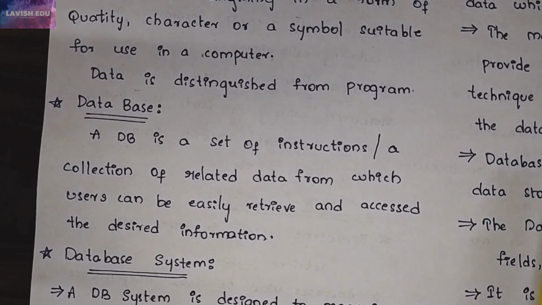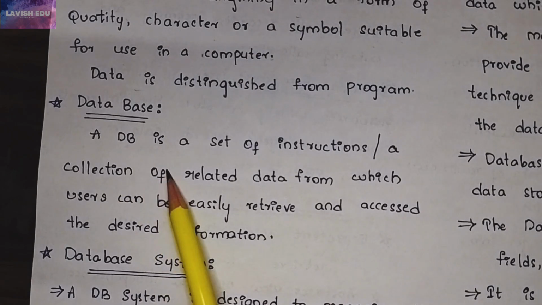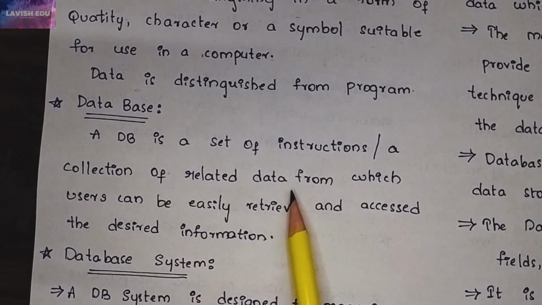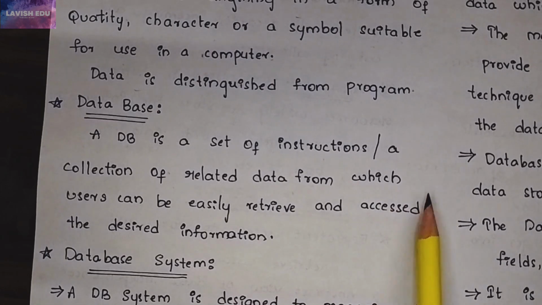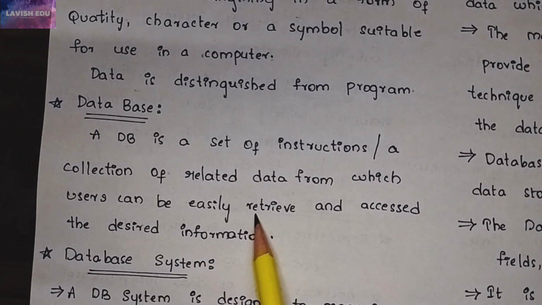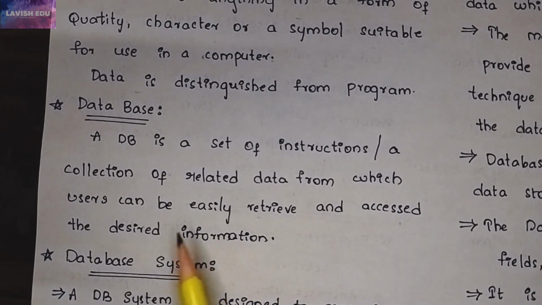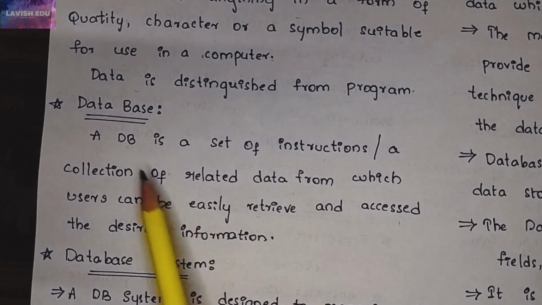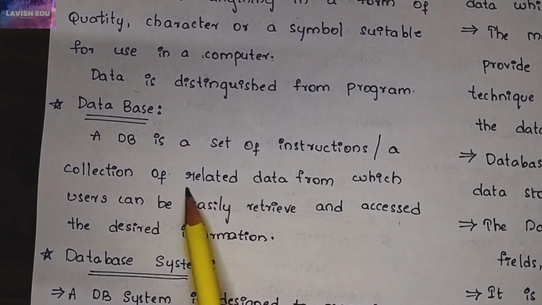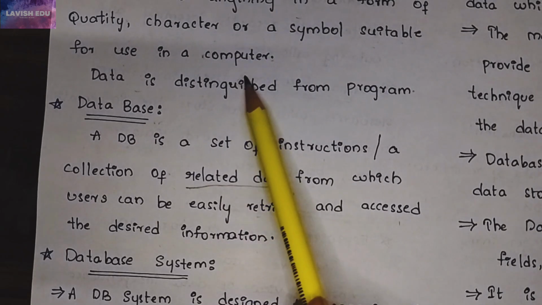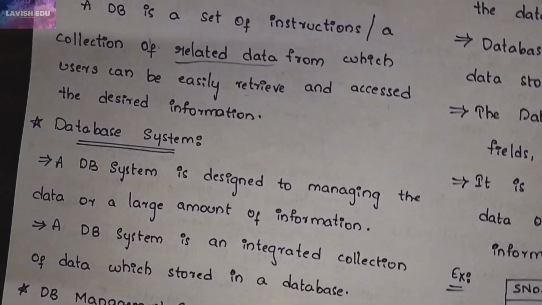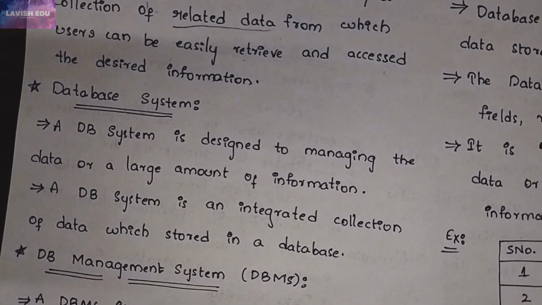Okay, and then we have database. A database is a collection of related data from which users can easily retrieve and access the derived information. As we have discussed already, the database is nothing but related data, that is a set of data which relates to each other. Okay, then we have database management system.